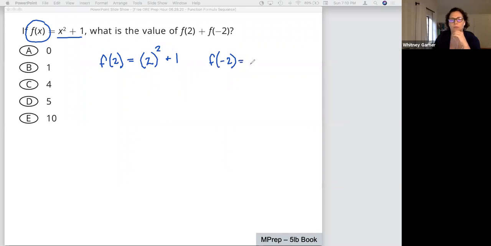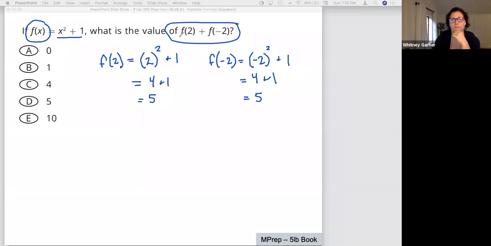I don't want to lose that negative sign. It needs to be squared as well. So F of 2 is 4 plus 1 is 5. F of -2 is 4 plus 1 is 5. I'm looking for the sum of those two things. So I find my value of this function. I find my value of this function.